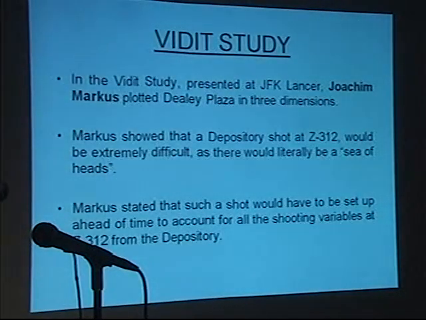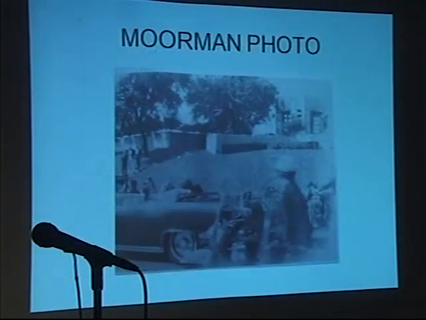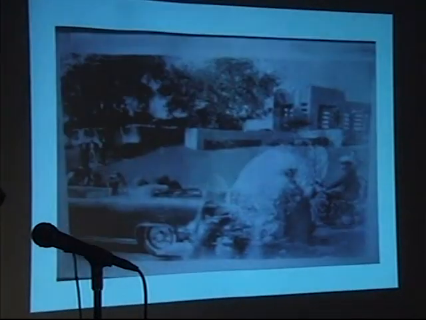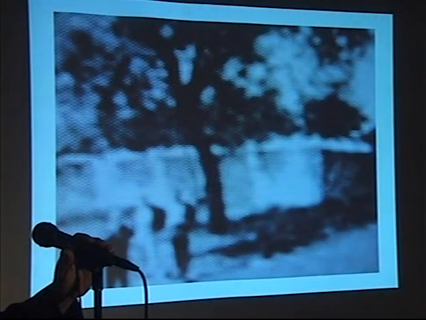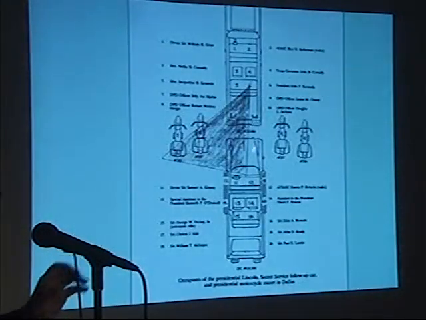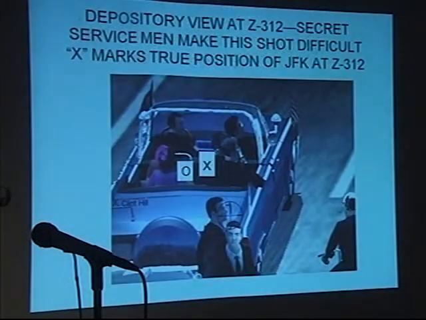Next slide. And that's Joaquin Marcus's study. Next slide. Next slide. Next slide. These are Moorman photographs. Next slide. Next slide. Here's a simulated view of what happened. The debris, blood and bone, splatters. Next slide. And this is from the 312, and you see that you have a sea of heads.